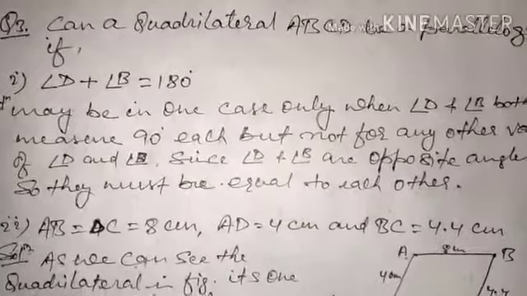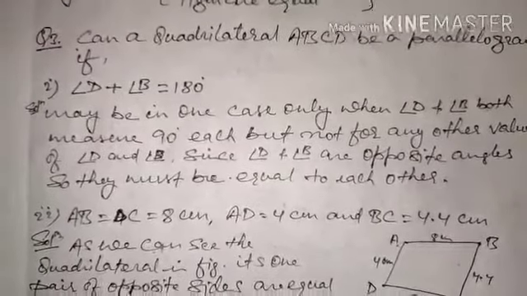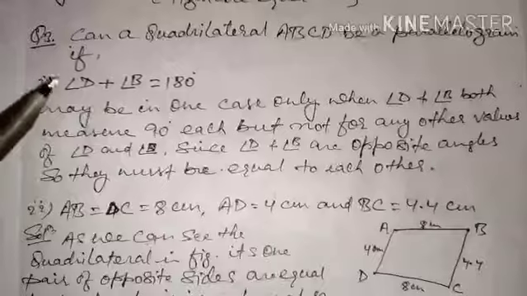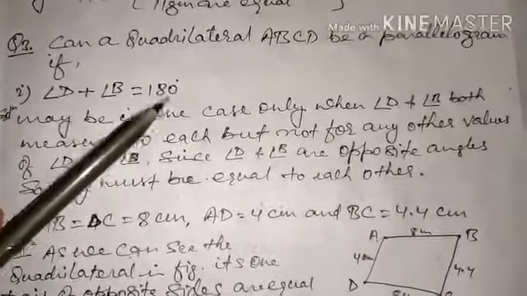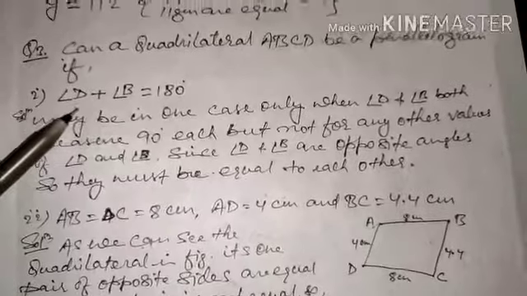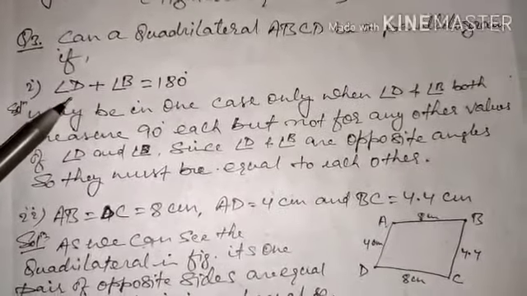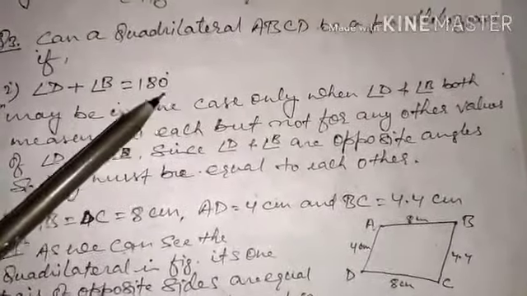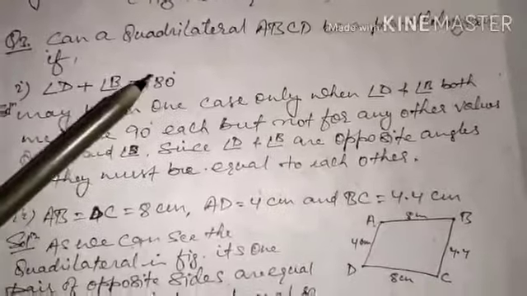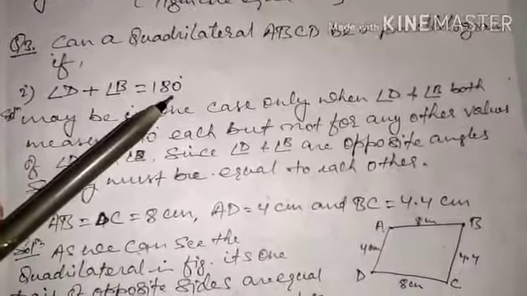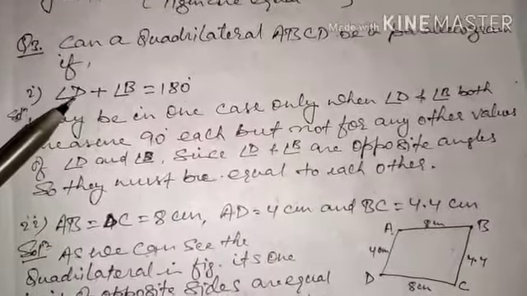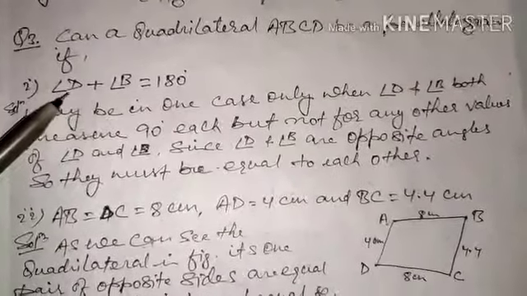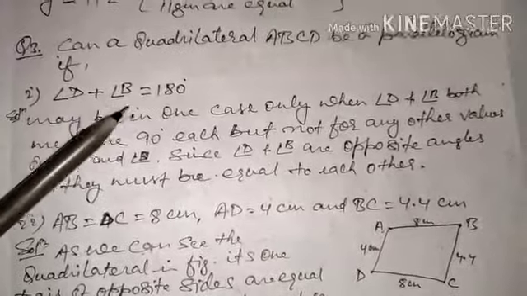Okay, so see here, first one, angle D plus angle B is equal to 180 degrees. So as we can see, D and B both are opposite angles and their sum is equal to 180 degrees, and we know that in a parallelogram the opposite angles must be equal to each other, but here it is given the sum is equal to 180 degrees. So frankly it is not going to be a parallelogram, but one case is there when both the angles are going to become 90 degrees each. 90 plus 90 is equal to 180.